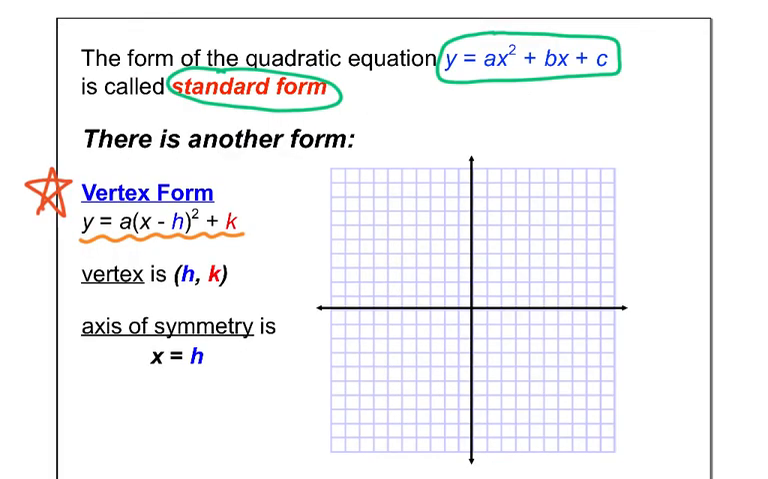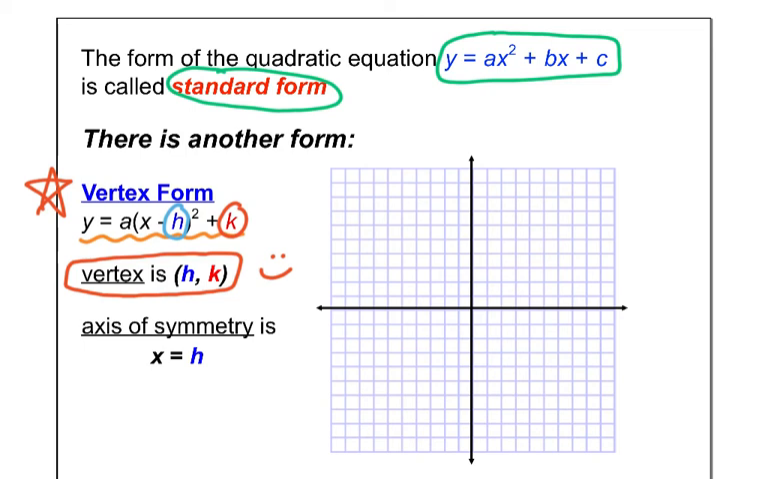That's called vertex form, and the reason why, do you see the h and the k there? H and k. Those two numbers are, in fact, the vertex. It's really right there staring at you. So you don't have to use negative b over 2a anymore when you are in vertex form. The vertex is right there.